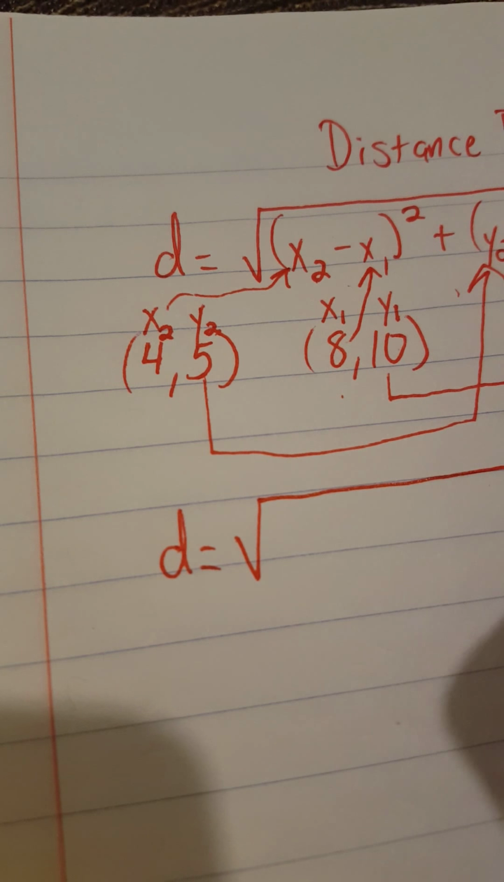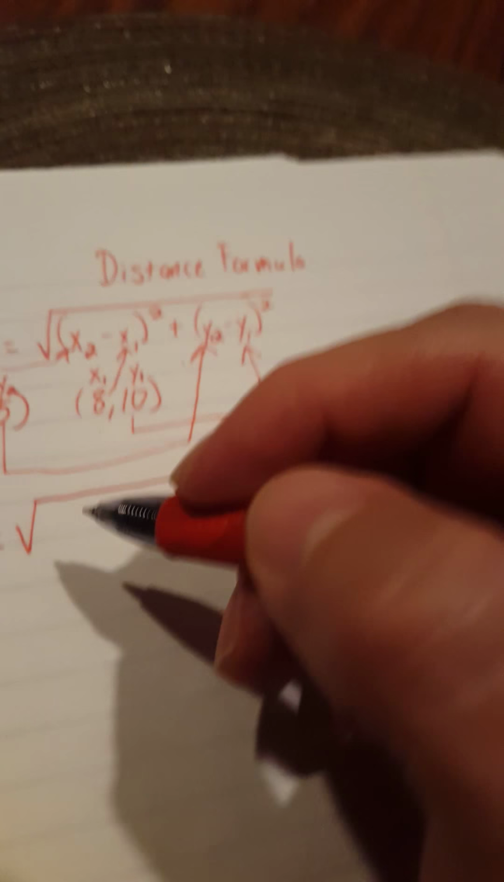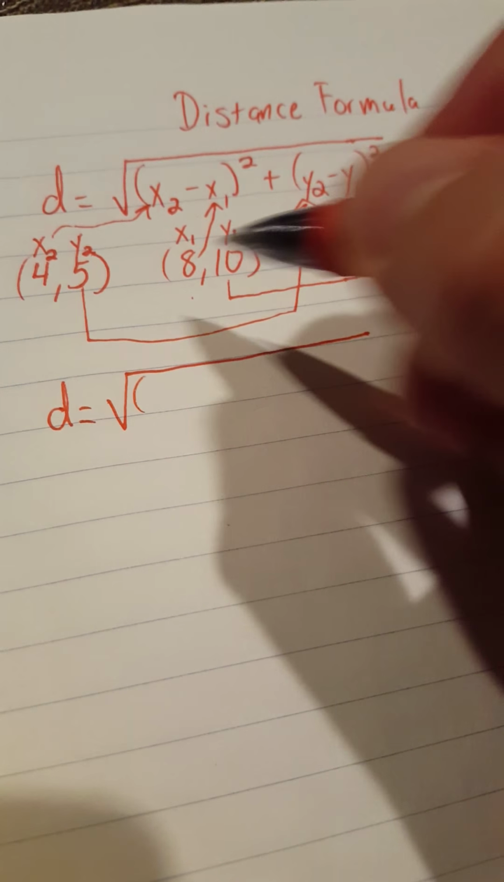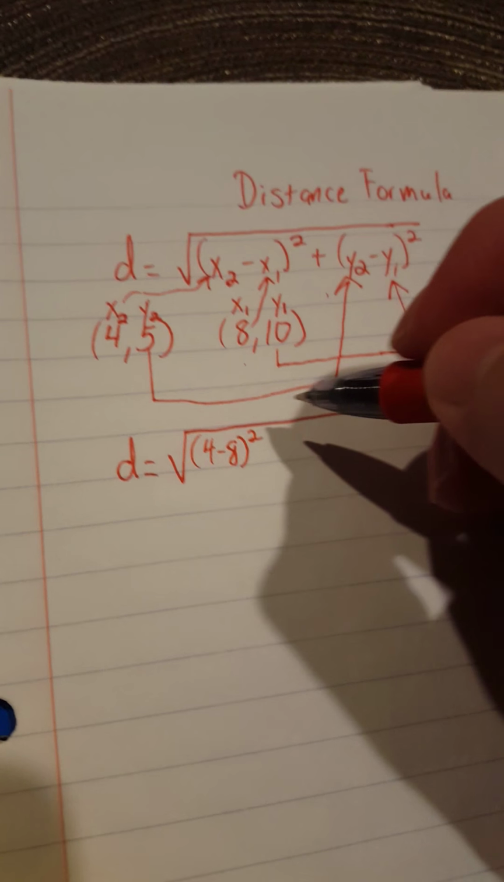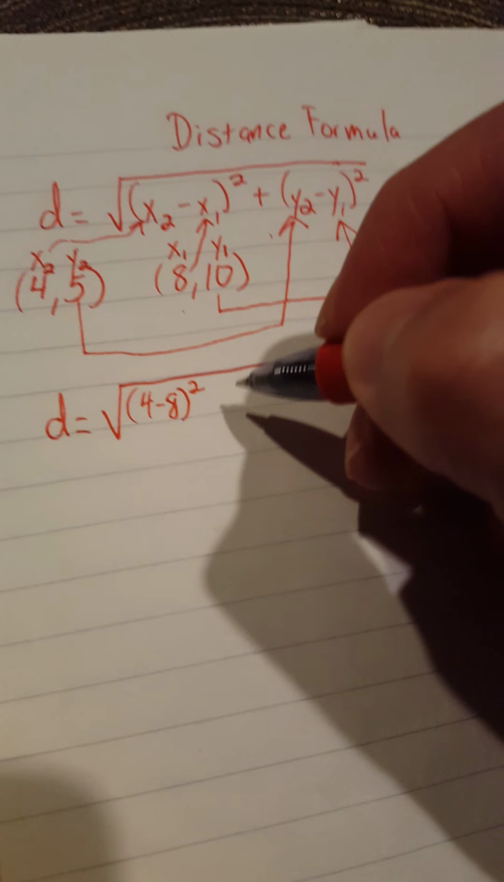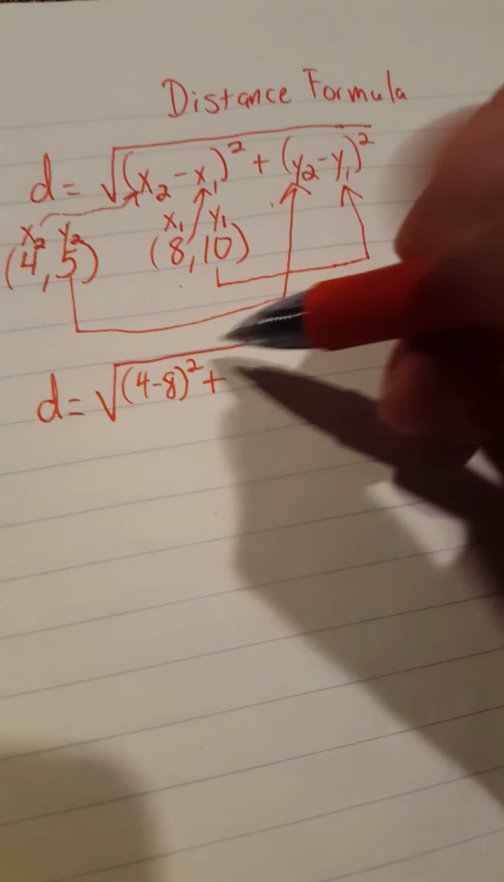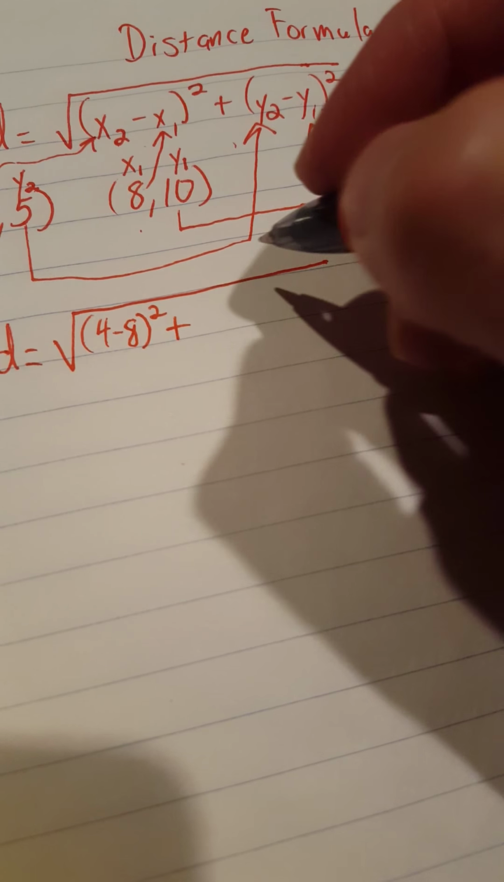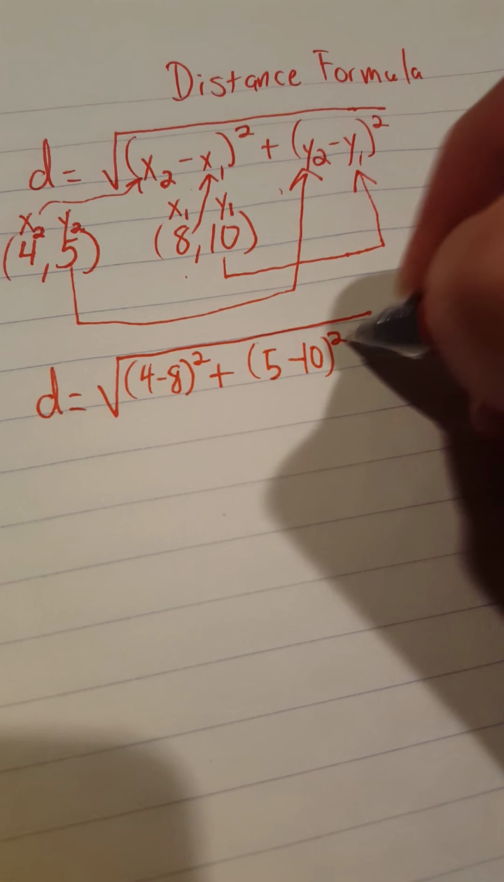So the distance between 4, 5, and 8, 10 is simply, when I plug in, I get x2, which is 4, minus x1, which is 8, so 4 minus 8. And that's going to be squared. There we go. Sorry about the focus. Phone's dumb. And I'm going to add to that. Make sure you don't forget that this is an addition sign. Don't forget to square like I've done. y2, which is 5, minus y1, which is 10. And I'm going to square that too.